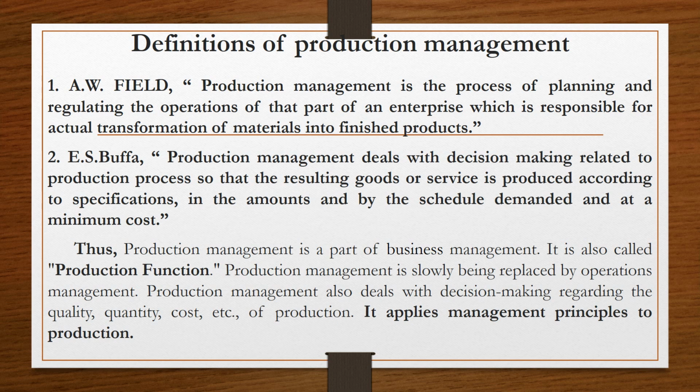What is it? Production management is a decision making process. It is a kind of taking various types of decisions related to what? What type of specified product you want to produce, in what amount, in what time period, and with how much cost. When you take care of all these areas, it is considered to be production management. Thus, production management is a part of business management. Now, by now we all know this, and it is called the production function.